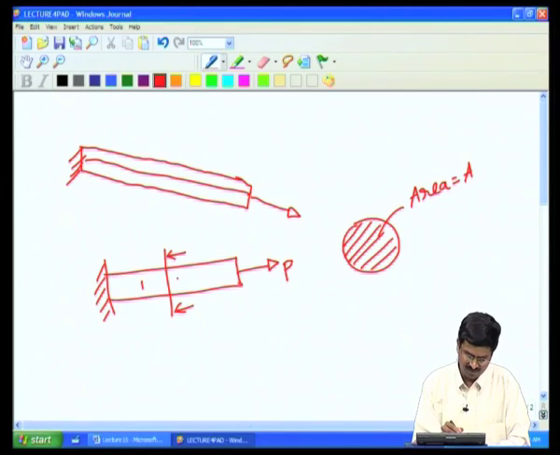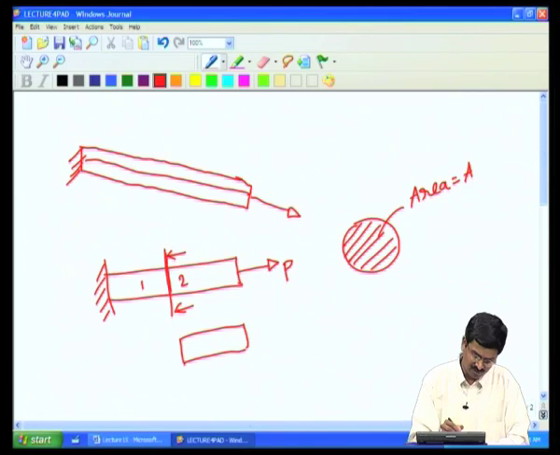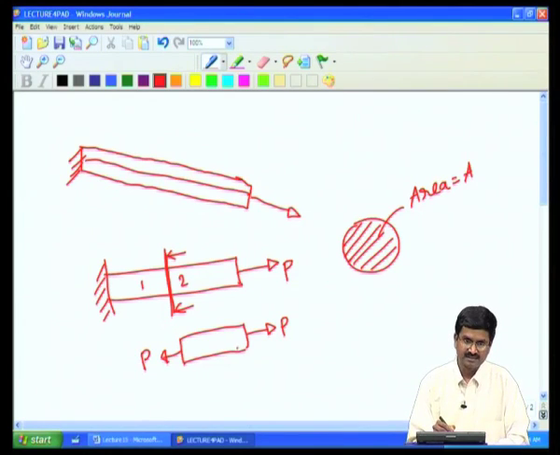So, the piece here, 1 and 2, let us draw this piece 2. Imagine that we have the bar and we have made a cut over here and separated it. We have a force P on this side. We should have a force P on this side also. Only then the bar that is cut is going to be in equilibrium. This is the sum of forces in the x direction has to be 0.